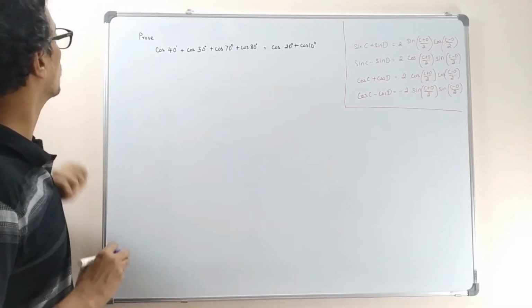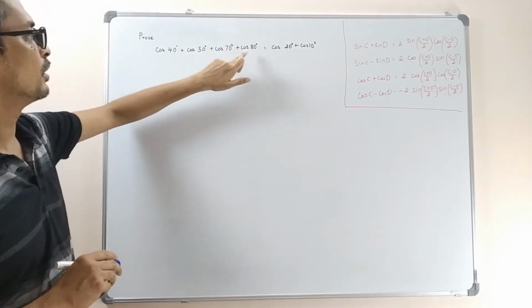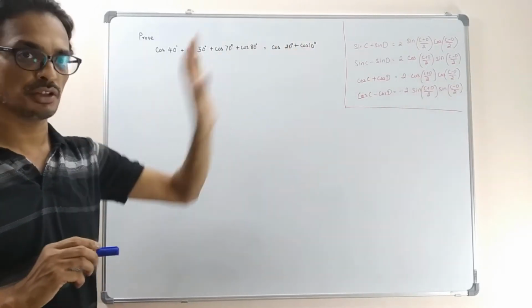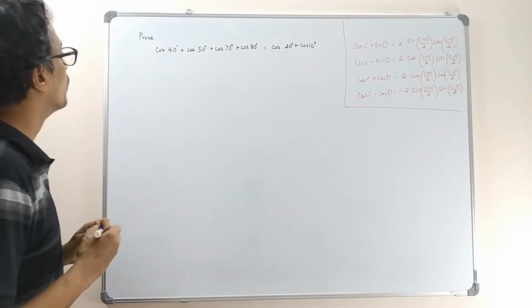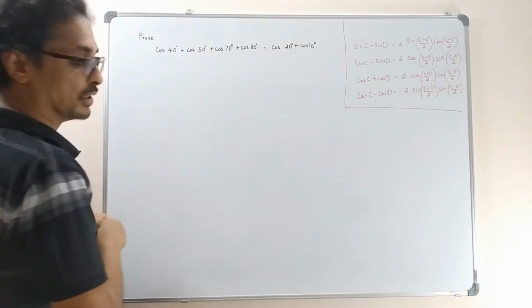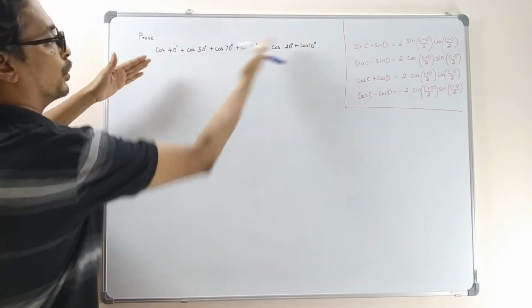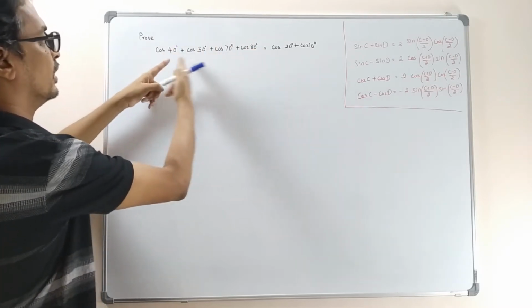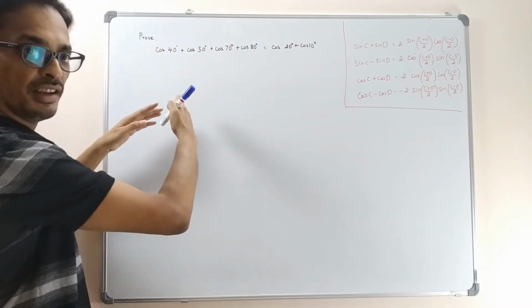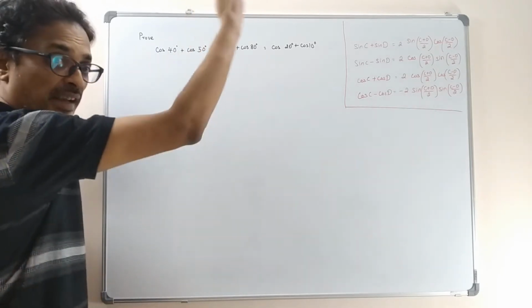We will do this problem. Prove cos 40 plus cos 50 plus cos 70 plus cos 80 equals cos 20 plus cos 10. Okay, so how will we do it? We can do this problem by many methods, because if we are able to break everything into two parts in terms of 20 and 10, all these things can be broken in terms of 20 and 10, and then you can use the cos A plus B formula. Okay, and then it's going to be a very lengthy calculation.